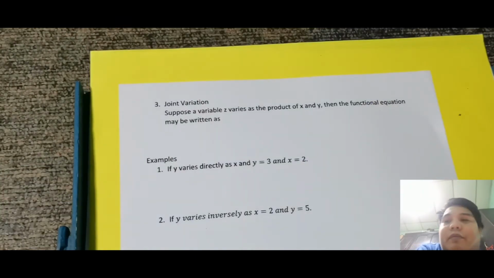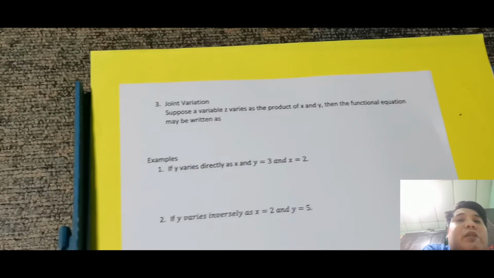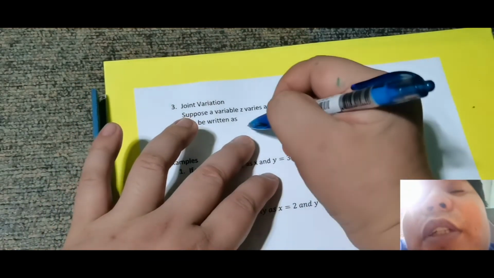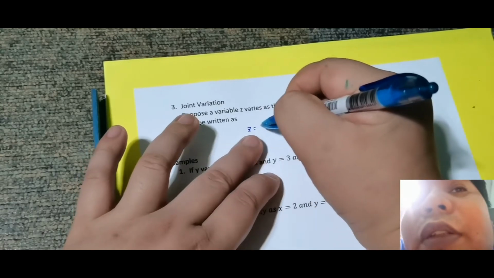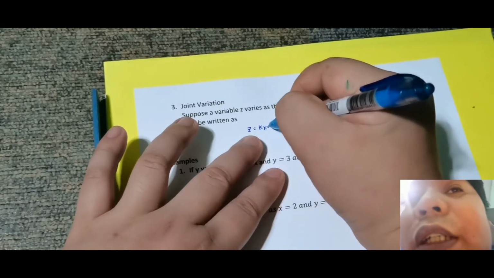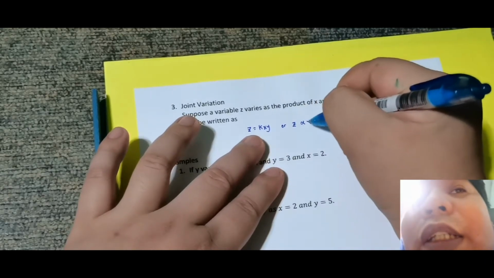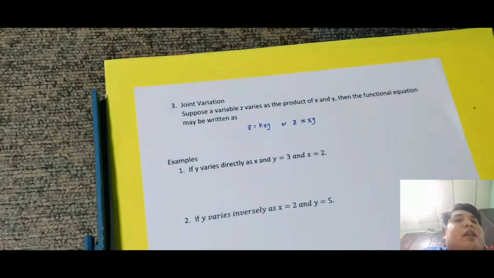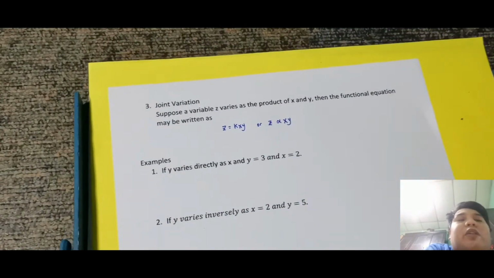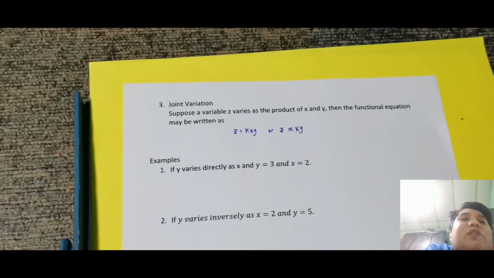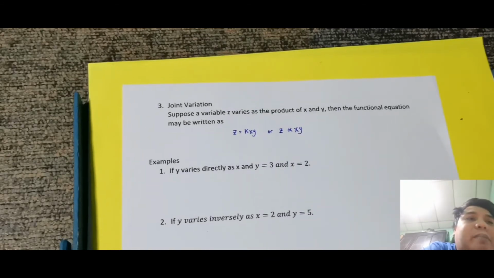For number 3, suppose a variable z varies as the product of x and y, then the functional equation may be written as, paano ba yan? Since varies, z is equal to k times x times y. Or pwedeng ganito, z varies directly as x and y. Ibig sabihin naman joint, possible na meron ditong inverse, possible na meron ditong product, o yung directly proportional. Possible din may cube root, may square root, or what, depende sa binibigay.